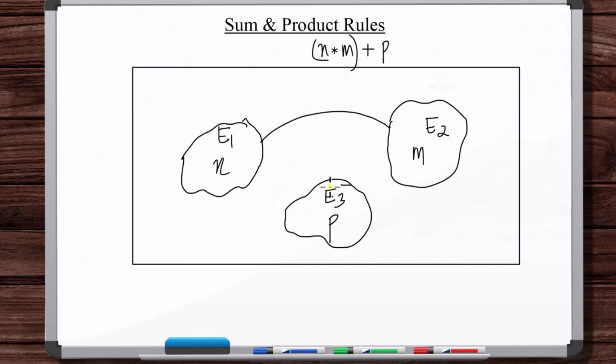So for this system here, if event 1 and event 2 are connected, but neither of these are connected to event 3, and the total number of outcomes of event 1 is n, the total number of outcomes of event 2 is m, and the total number of outcomes of event 3 is p, then the total number of outcomes in the entire system would be n plus m, or n times m, sorry.